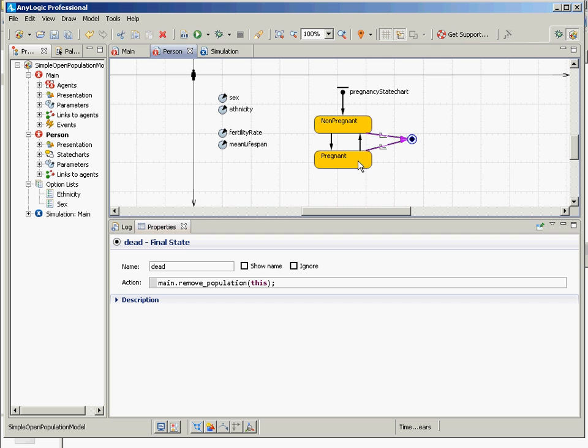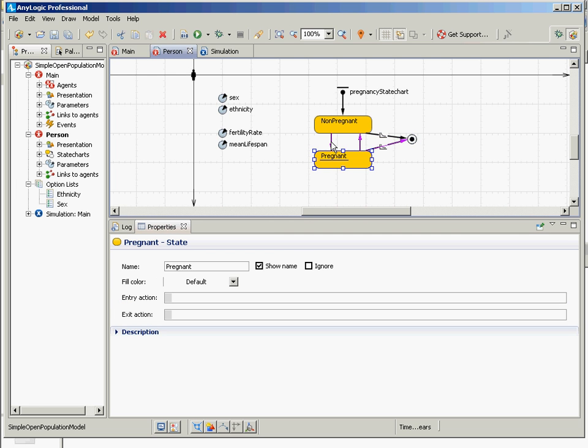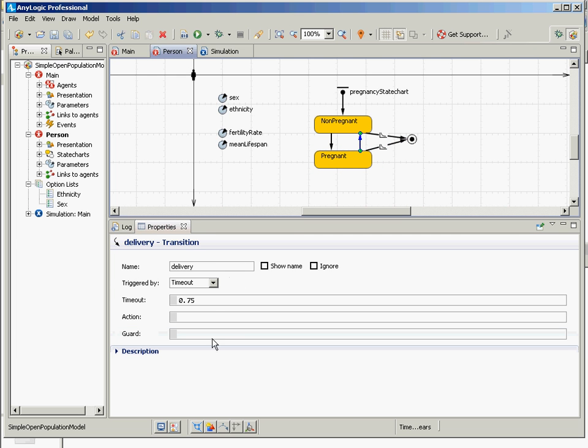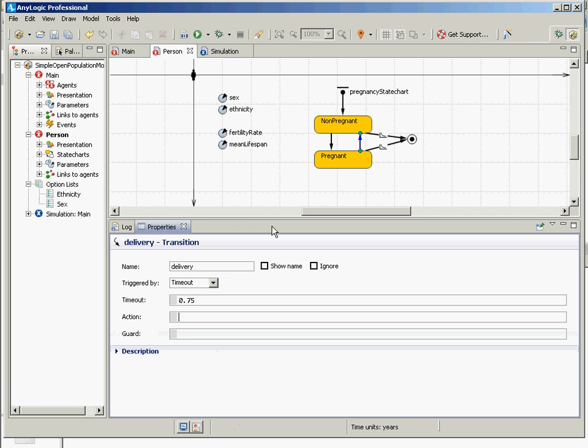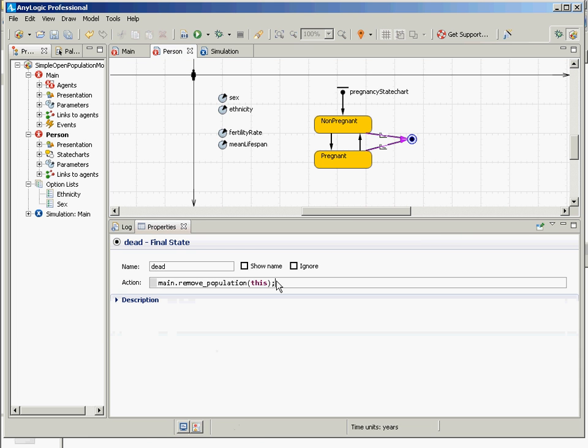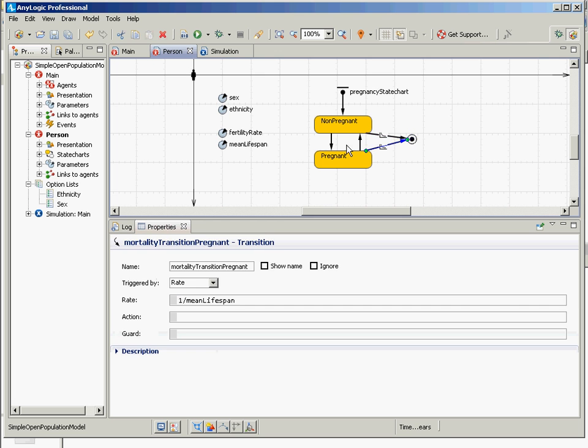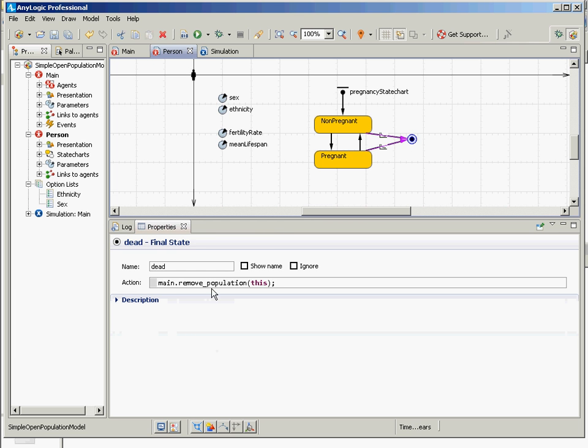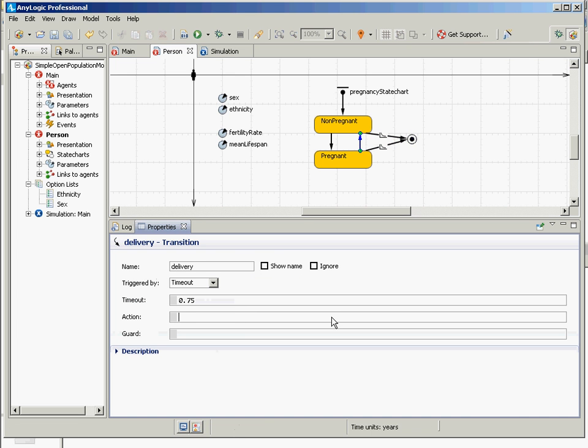Okay, so let's complete this little example with a representation of adding new babies into this population. When we have pregnancy, we have this delivery, and we're going to add into the population a member. Now, you already have all the information needed to do this, but I'd like to riddle you this. This is what we just wrote for going to the death state here. So this was the action, main dot remove population of this. Can anyone hazard a guess for what you would do to add someone into the population?